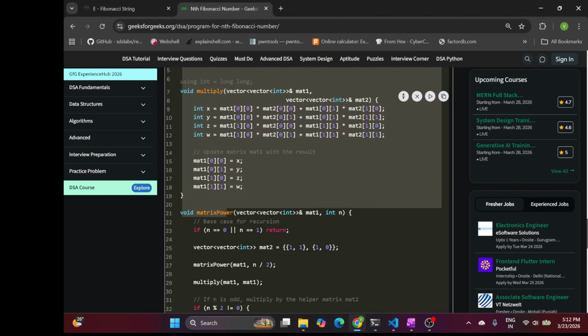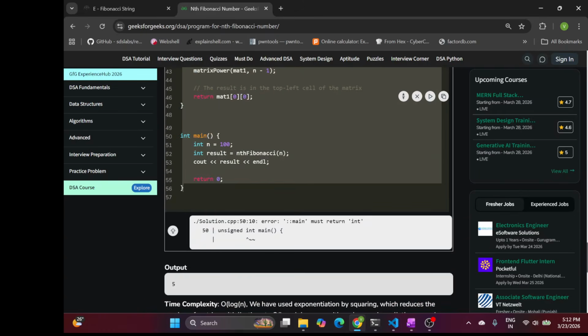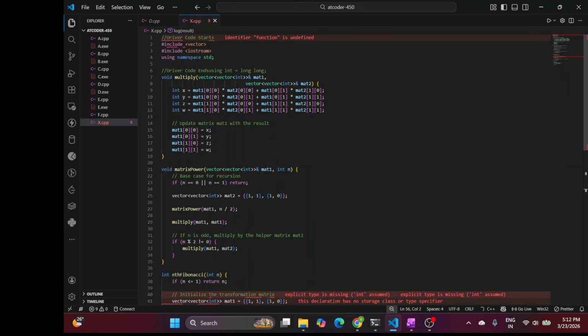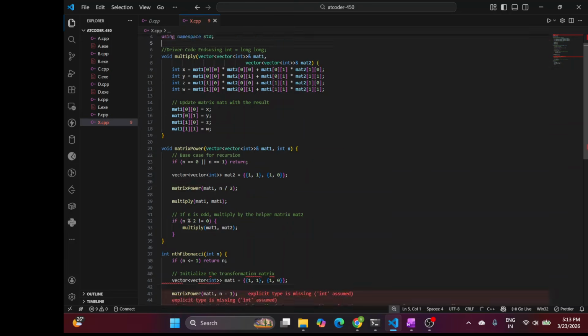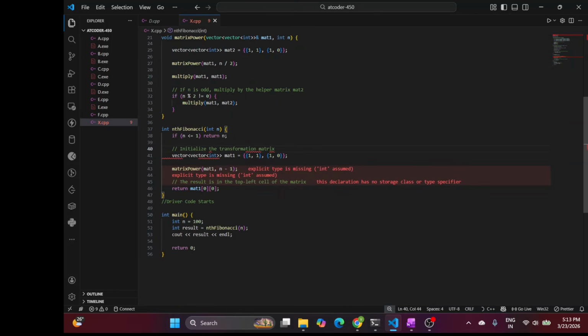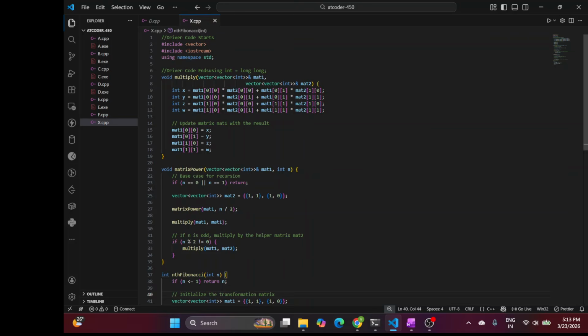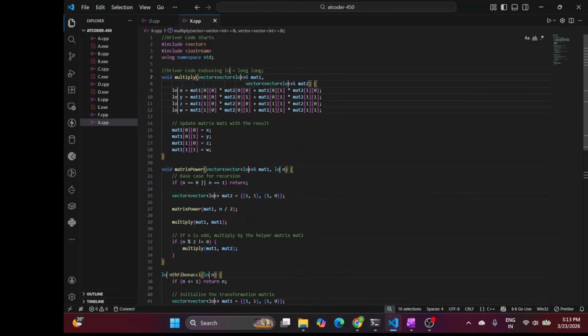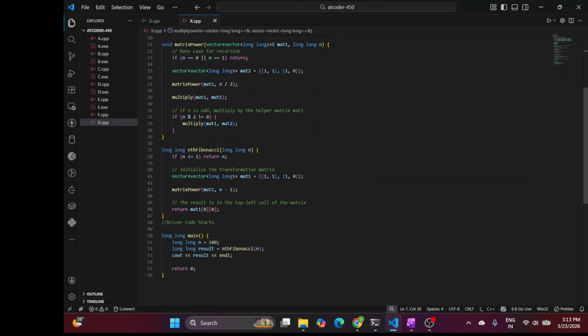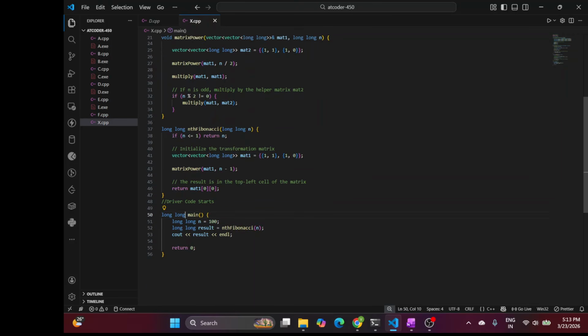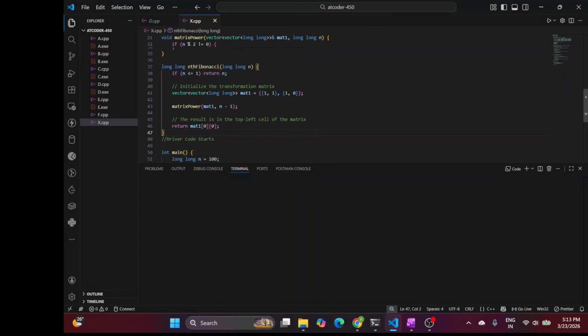Okay, the entire code is not even copied, right? And now what we'll do is change all these to long long and change our main to int. And now let's print the 100th character.